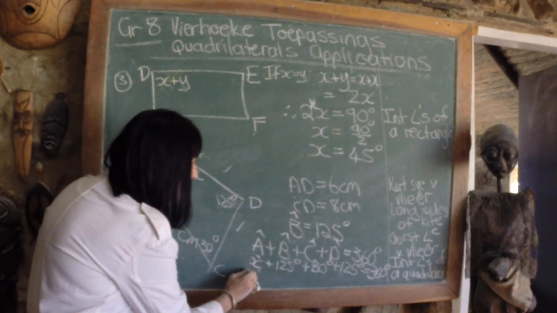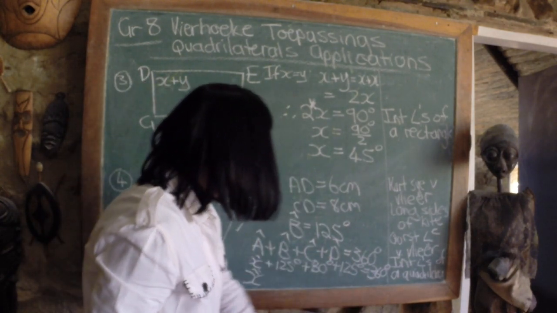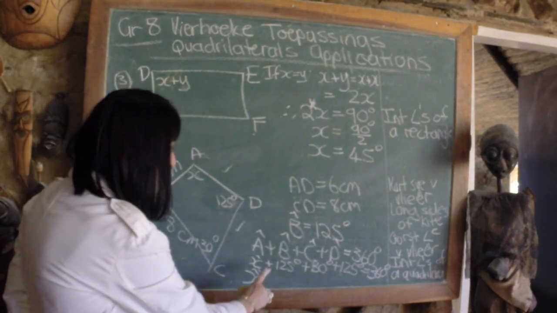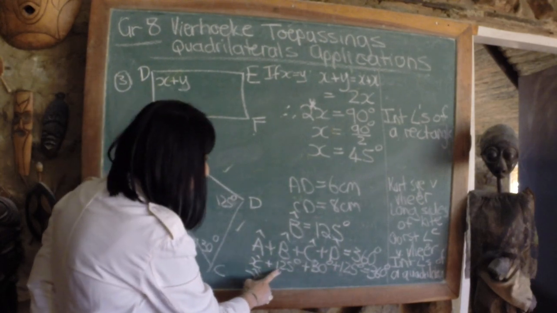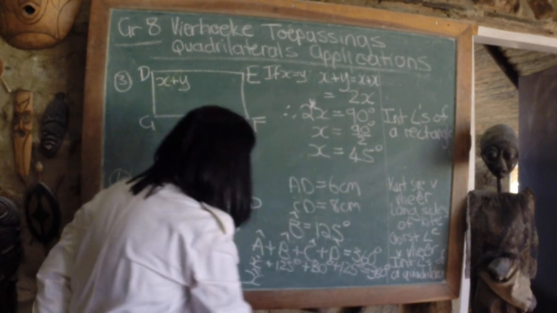Now, to get the value of x, we take the 360, we minus 125, 125, and 30 if you take it to the other side of the equals to.